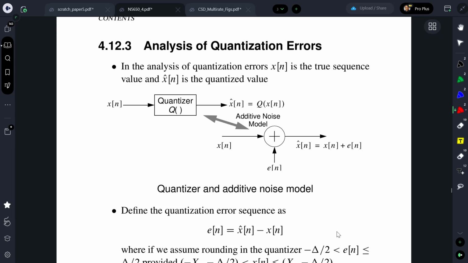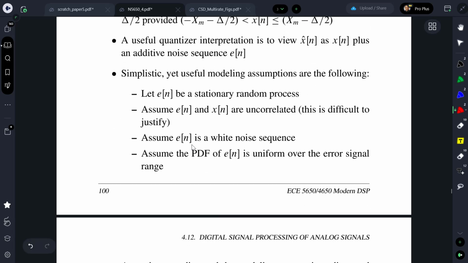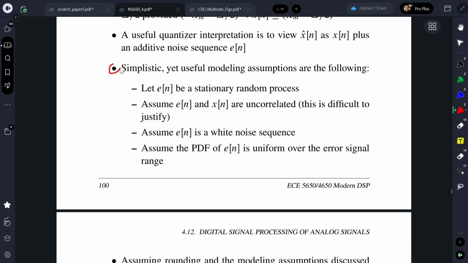So this is an application of using random variables, and then of course it's a random process because it's a sequence of values. So we've got uniform on this interval plus and minus delta. And although this is really simplistic, it does work quite well. So we assume that the error sequence is a stationary random process. We're assuming that these two are uncorrelated, which is very hard to justify because one's derived from the other. And then we assume that e[n] is a white noise sequence, something we've already gone through, and that the PDF is uniform over the error signal range.